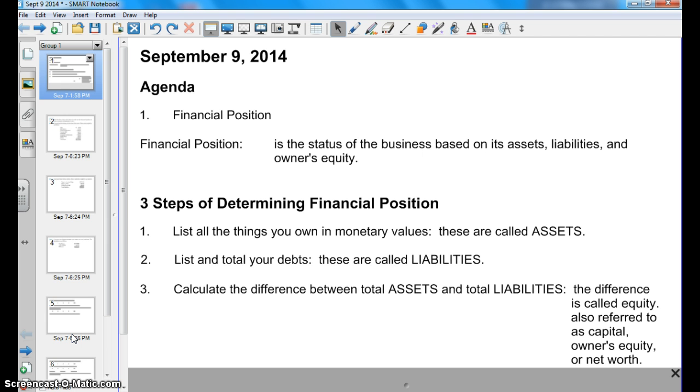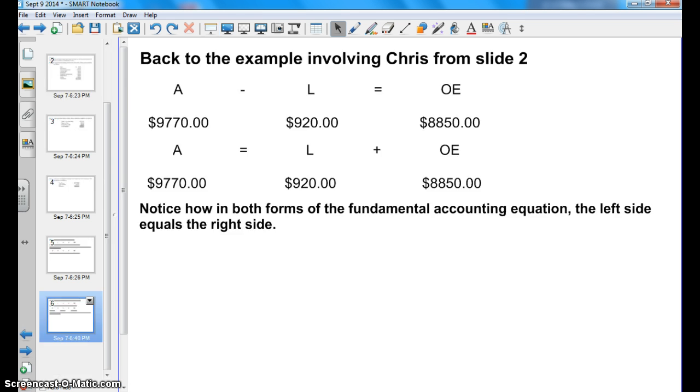First, list all the things that you own in monetary values. These are called assets. Second, list and total your debts. These are called liabilities. And third, calculate the difference between the total assets and the total liabilities. The difference is called equity, also referred to as capital, owner's equity, or net worth.